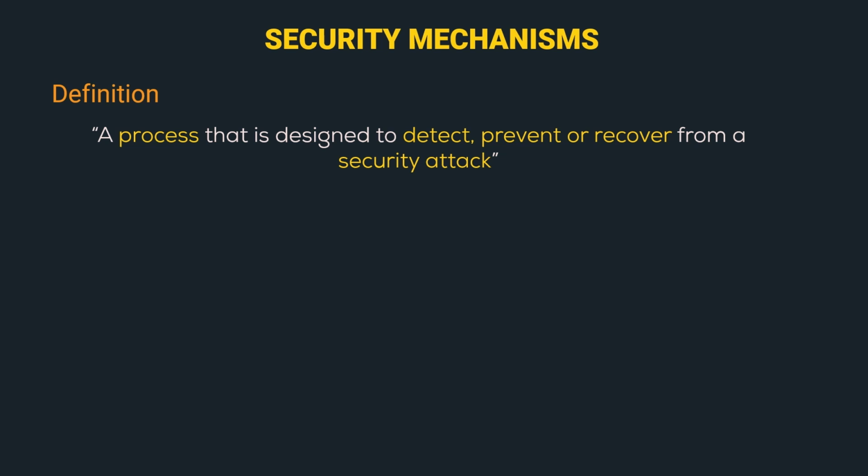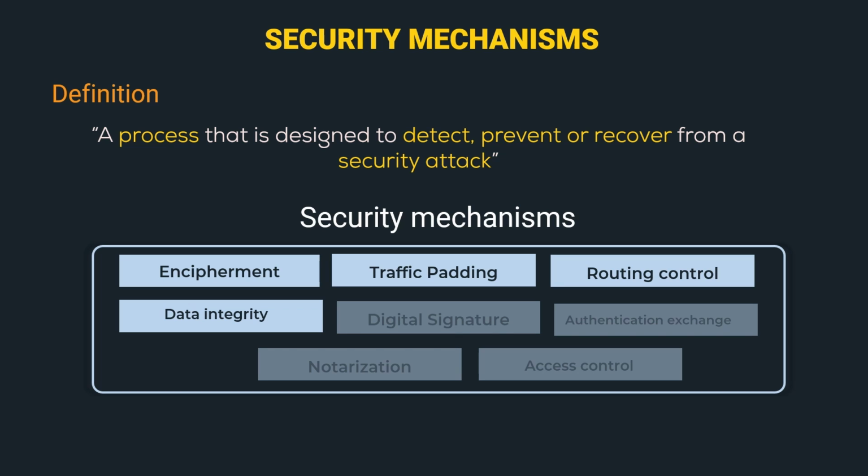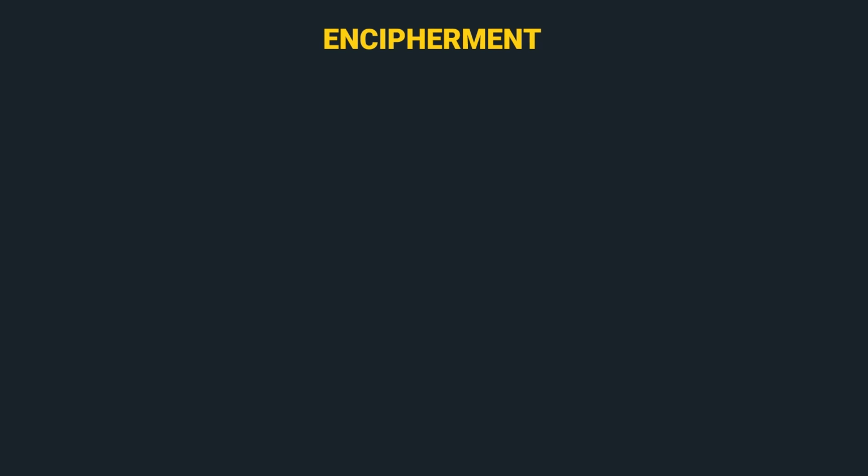So in security mechanisms, we have the following mechanisms. In this video, we are going to cover the first 4 security mechanisms that are encipherment, traffic padding, routing control and data integrity. Let's understand each of them properly. Let's start with the first one, which is encipherment.